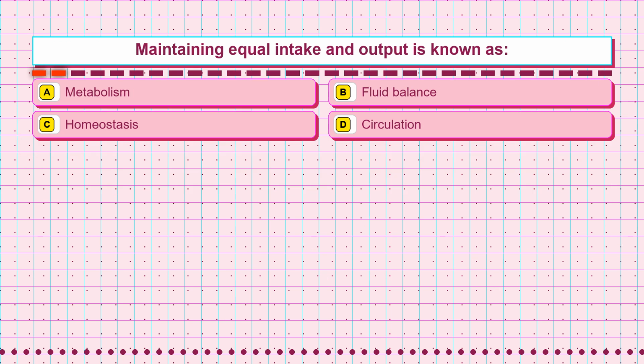Question 86. Maintaining equal intake and output is known as: Option A. Metabolism. Option B. Fluid balance. Option C. Homeostasis. Option D. Circulation.